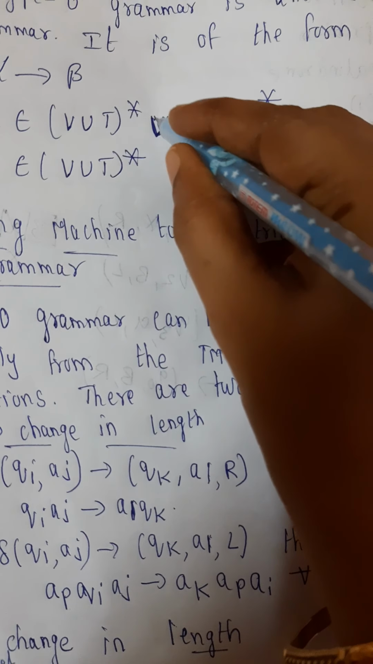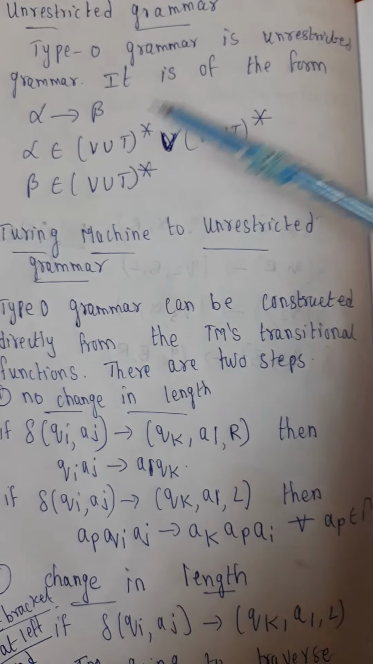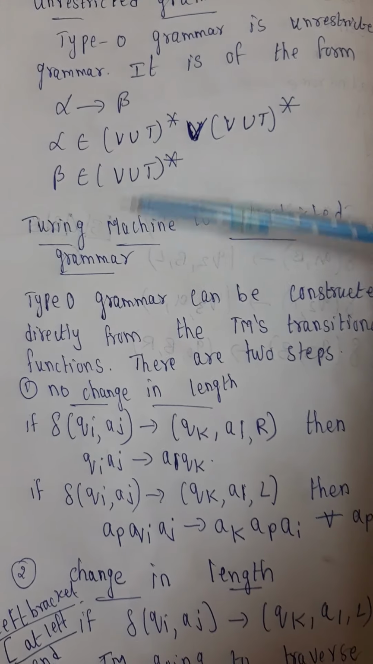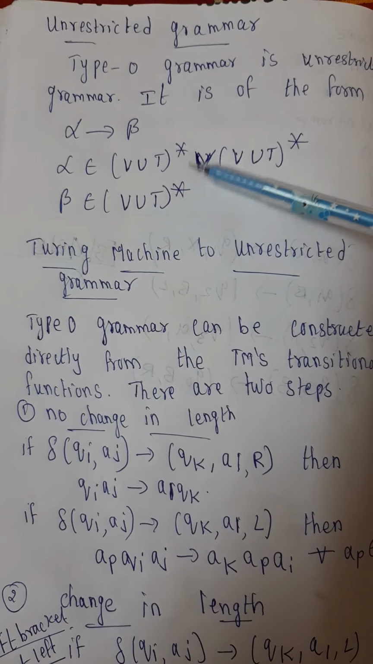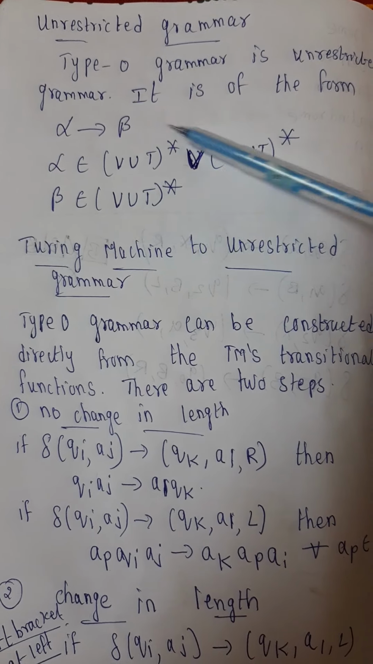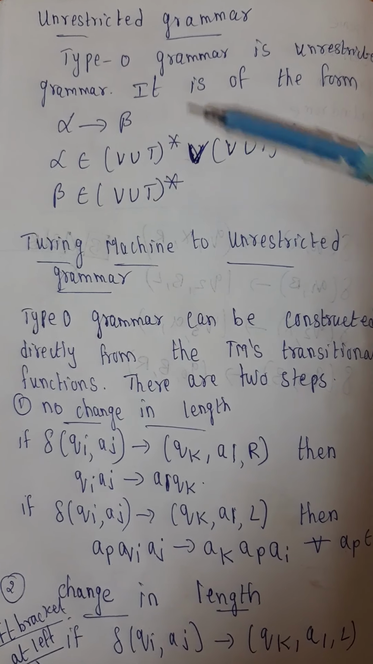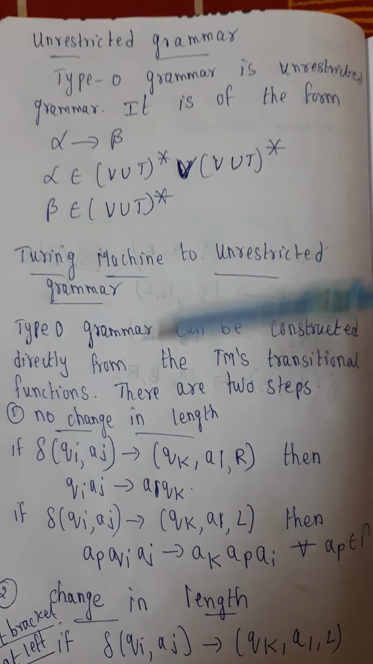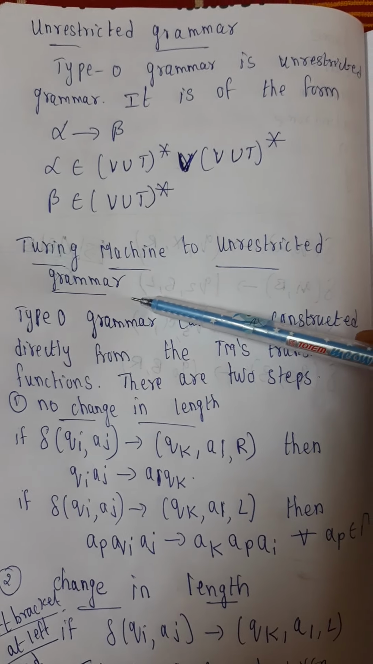The meaning is at least one non-terminal in the left hand side, and this is beta. This is all the basics you have already studied in the first unit. So this is how we should have an unrestricted grammar. Now the concept we will be seeing here is how to convert the Turing machine to unrestricted grammar.